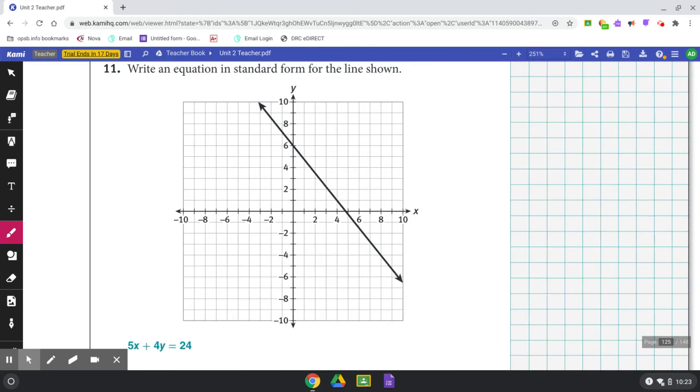Okay, so what I would do for this problem is write the line in slope-intercept form, and then do my algebra to convert it to standard form. So for slope-intercept form, I need the slope. The slope is going to be negative 1, 2, 3, 4, 5. So the slope is negative 5 over positive 1, 2, 3, 4. So your slope is negative 5 over 4. Then your y-intercept is 6.